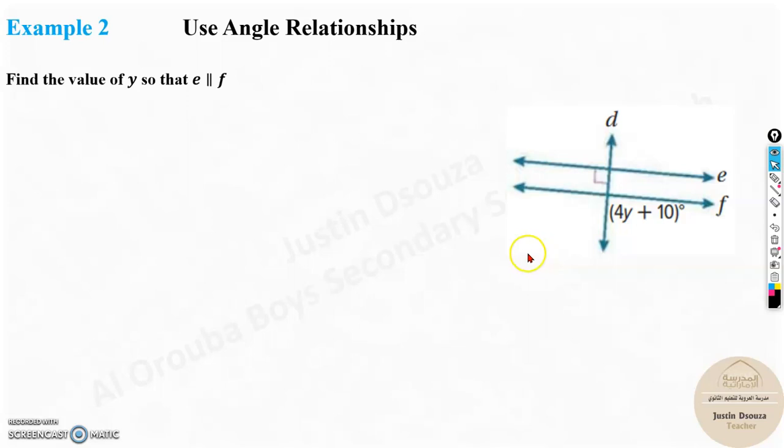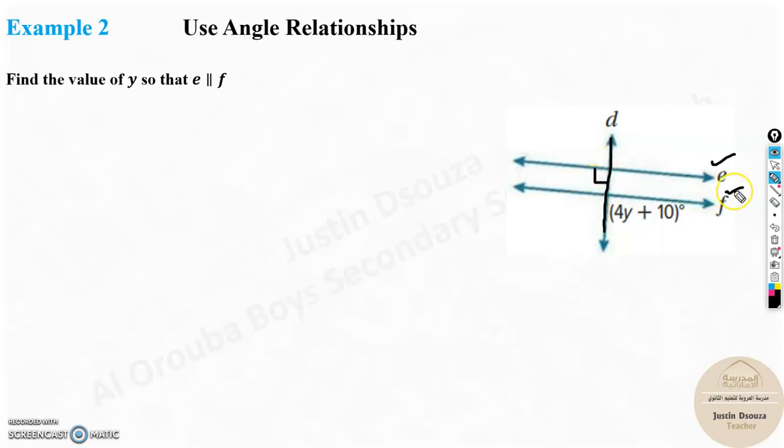Here we will solve a problem using angle relationships. They have asked us in this question to find the value of y so that E and F are parallel. So this and this are parallel. Now you can see this line D over here. What is the relationship between D and E? As you can see over here, it is 90 degrees, perpendicular.